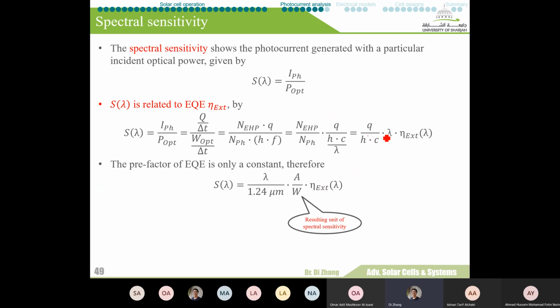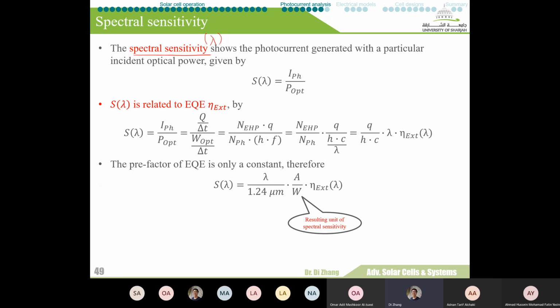So with that said, as the last part, I just want to introduce another parameter that you also find very often in papers, but at the same time, this parameter is directly related to the quantum efficiency. Trust me, this parameter is not difficult if you understand the quantum efficiency. It is also a function of the wavelengths, and it is called the spectrum sensitivity.